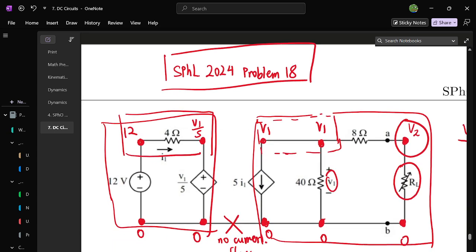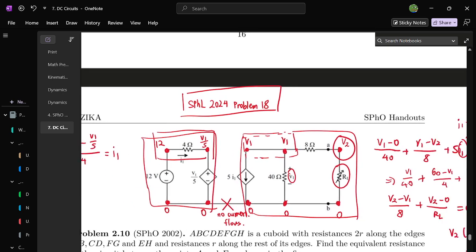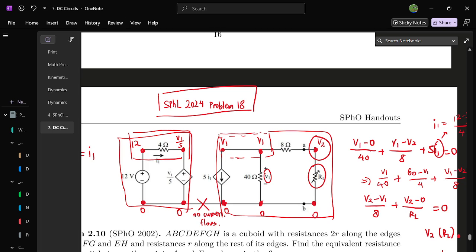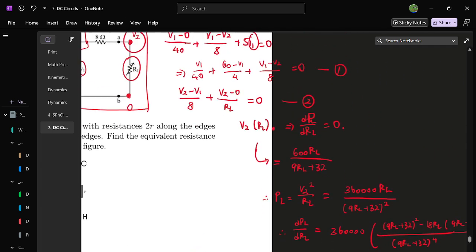I think once you look at the SPhO problem, it will make a lot of sense. So do take a look at it if you can. After you do that, the rest of it is just standard nodal analysis and differentiation.